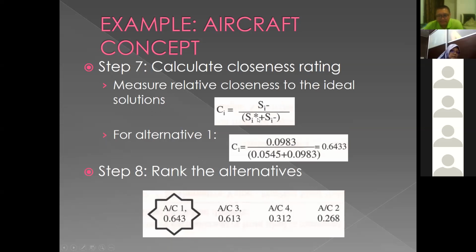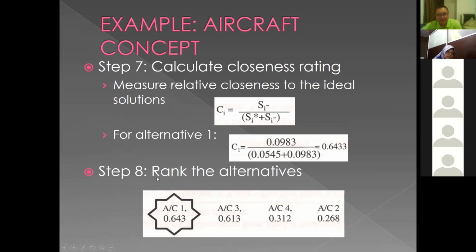Again, the process for C1, alternative 1, aircraft number 1, to calculate the closeness rating is you take S1 negative divided by S1 positive plus S1 negative. So this is your answer, 0.6433.